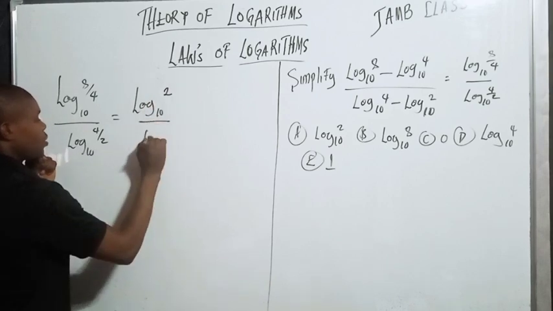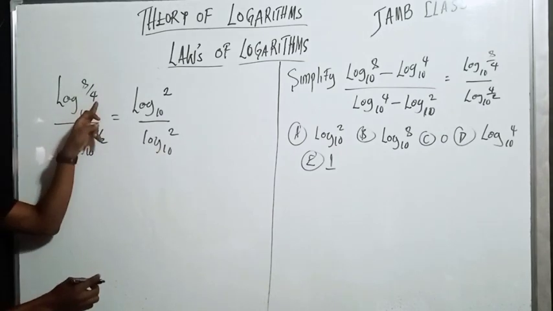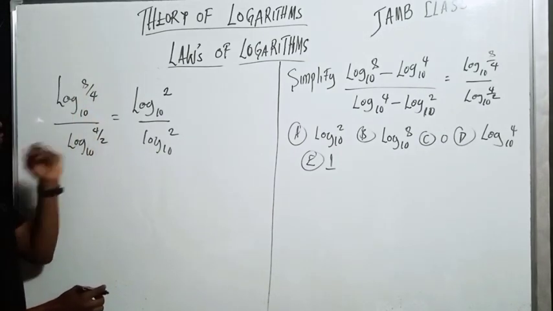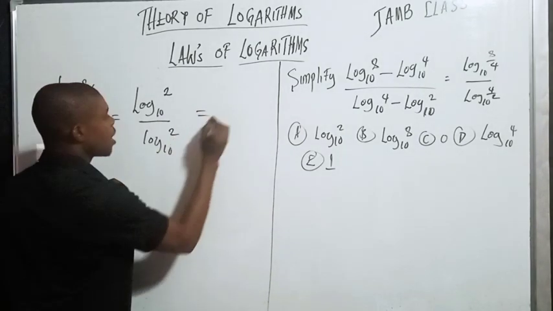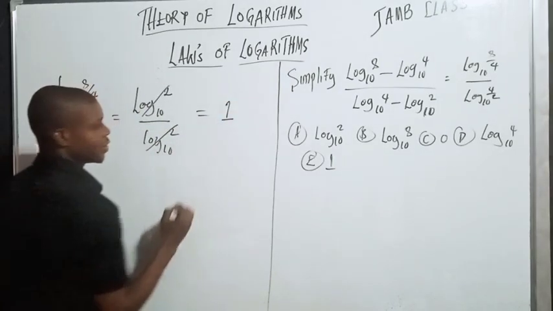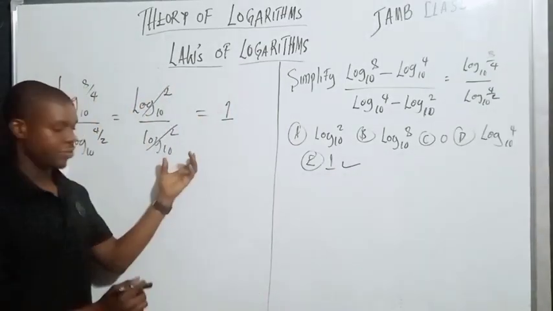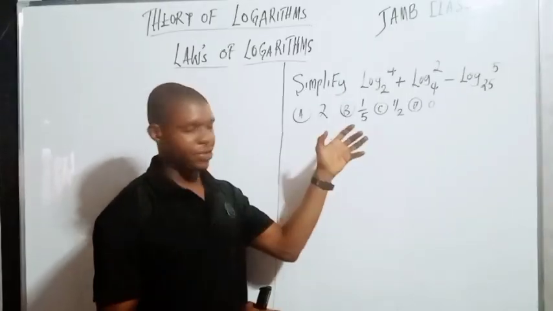2 over log 10 raised to what? 2, right? Because 4 going to 8 is 2, 2 going to 4 is 10, right? So what happened here? This will divide this, and you should also see it as 1. So the answer is E.